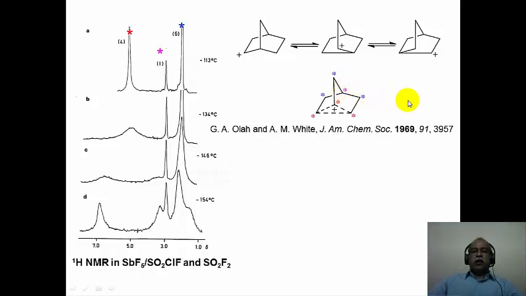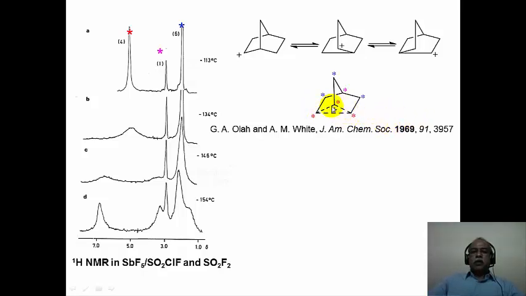So if one were to look at the proton NMR spectrum in a non-nucleophilic solvent, which is a magic acid solvent consisting of antimony pentafluoride, with sulfuryl chlorofluoride or sulfuryl fluoride used as the solvent for this study. Under the conditions of very rapid rearrangement, one should not be able to distinguish between these carbons where the positive charge is residing, for example. In other words, these three carbons should be indistinguishable, and hence the three hydrogens which are attached to this carbon are also indistinguishable.